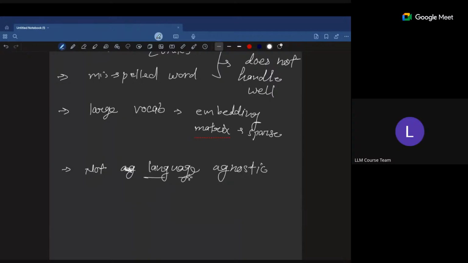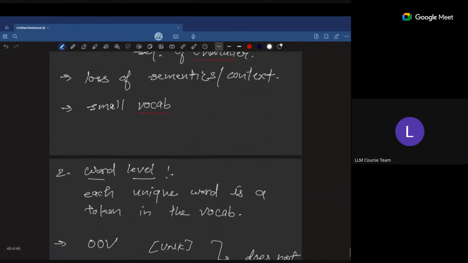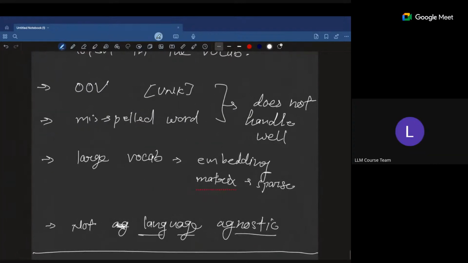Again, it cannot be used for English and Japanese at the same time. So these are some of the issues with word-level tokenizers. So what do we want? We cannot use character-level tokenizers, and we cannot use word-level tokenizers. Then what? We want something in between these two.